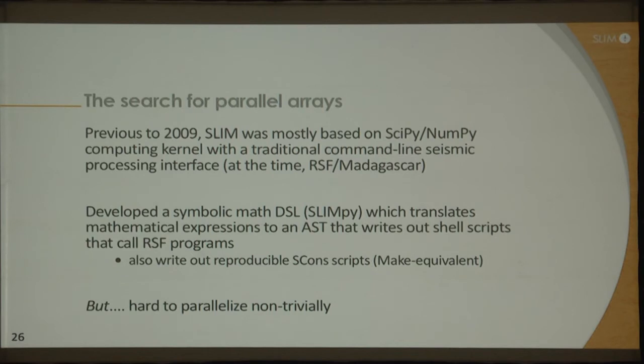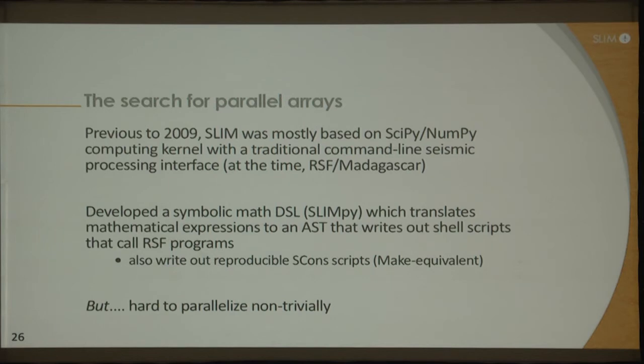So why did we choose to use parallel MATLAB? Well, previous to 2009, SLIM actually mostly used a SciPy, NumPy kind of workflow. And this is way before NumPy was 1.0. This is when Travis Oliphant was still selling manuals for NumPy to fund his development of NumPy.